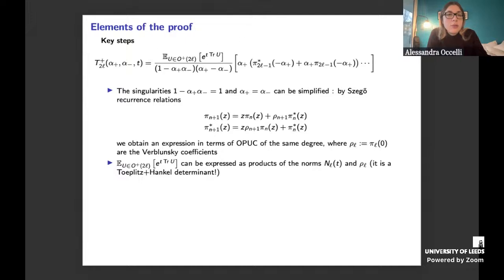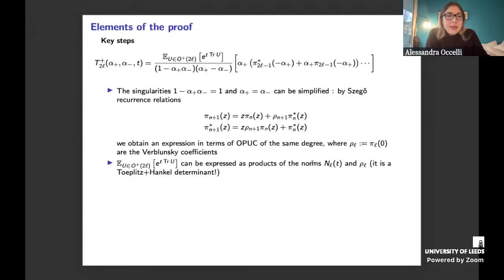And now this object is pretty easy to estimate because it is possible to see it as a Toeplitz plus Hankel determinant, for which there are many asymptotic results, or you can express it, just to stay in the same setting, as a product of norms of these orthogonal polynomials pi's.